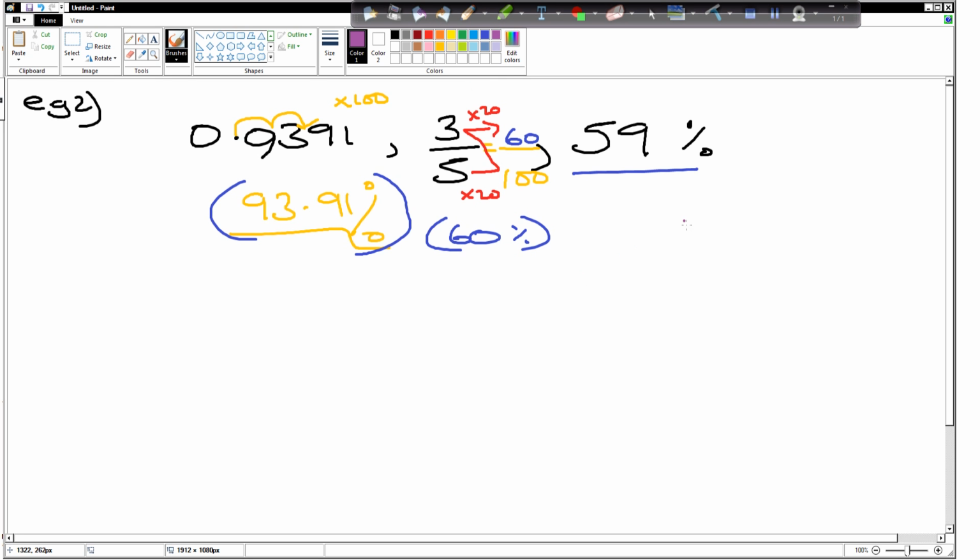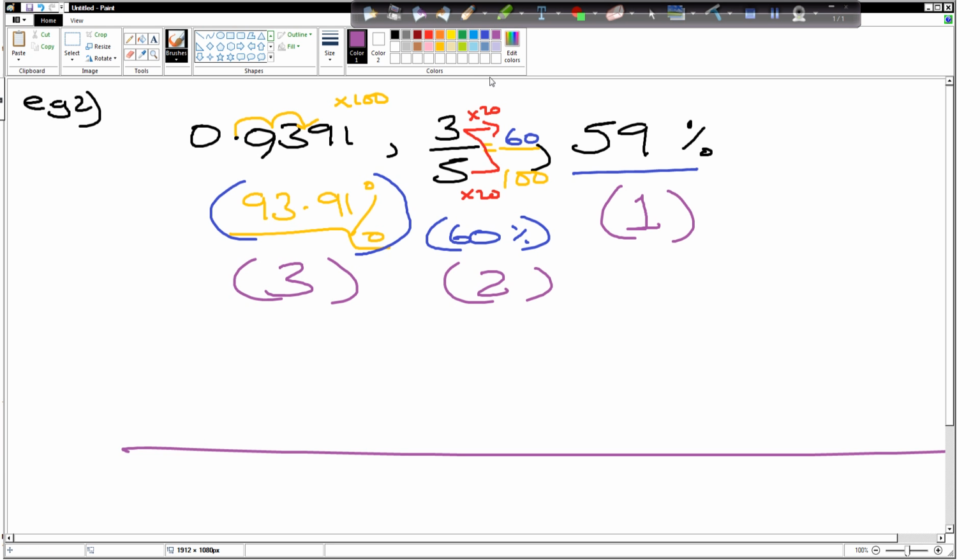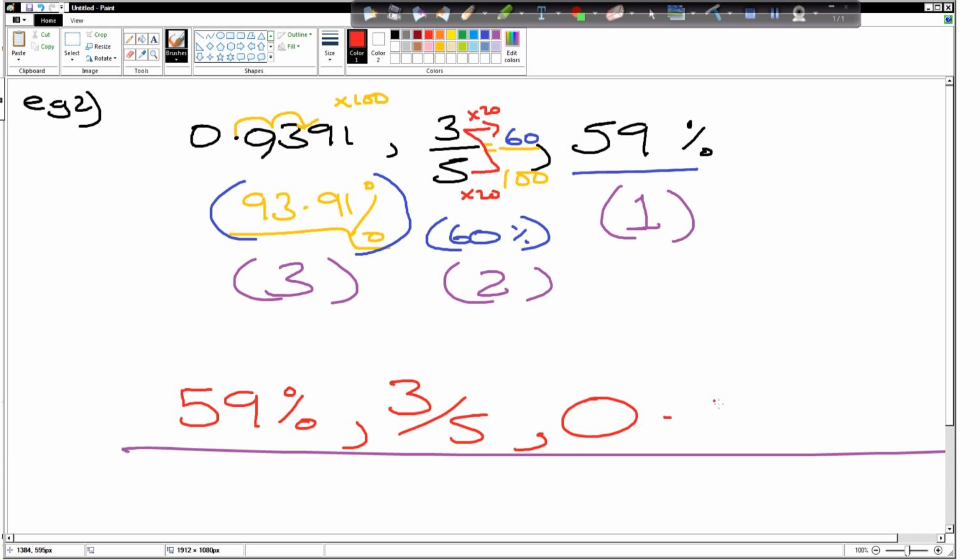Now we need to order them. Which is the smallest? 59. Then 60 and then 93.91. We normally order smallest to biggest. Now the smallest answer is 59%, which is the original value. The second value is not 60%, but in real life it is 3/5. And the last one is 0.9391. Okay, are we happy with that?